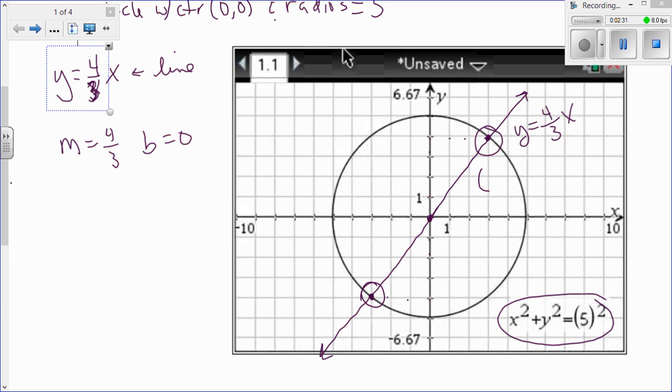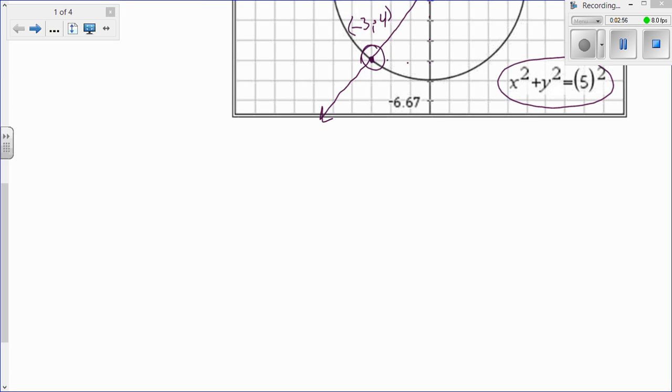This is the point (3, 4). And over here, this is the point (-3, -4). And that's all I asked you to do. You don't have to check anything. Just plot it and find the points of intersection. I do need to know what you're using to get your line, so some kind of information there would be helpful. All right. Next page.